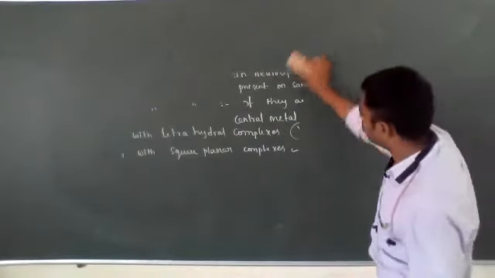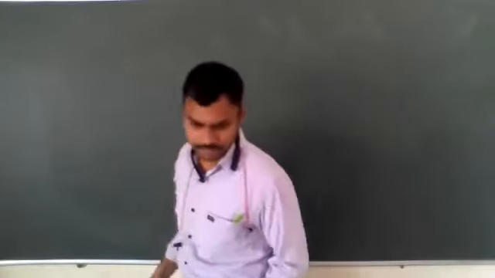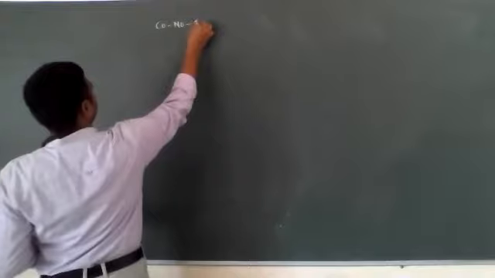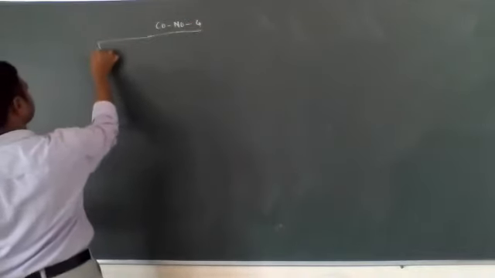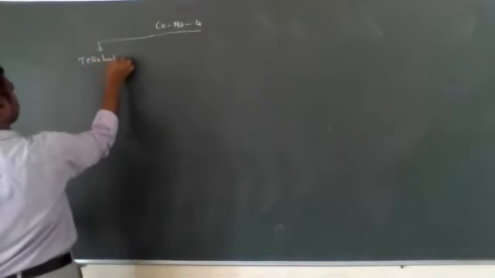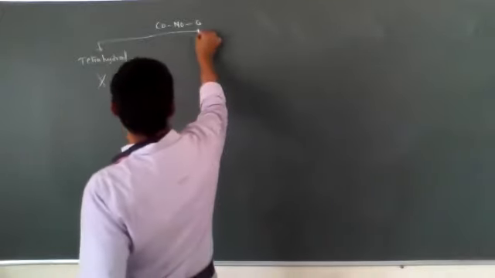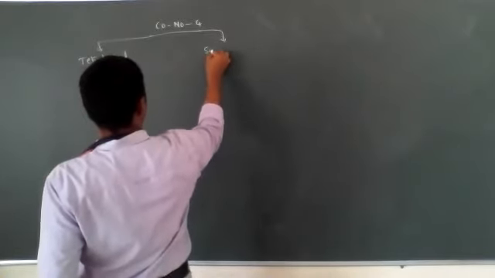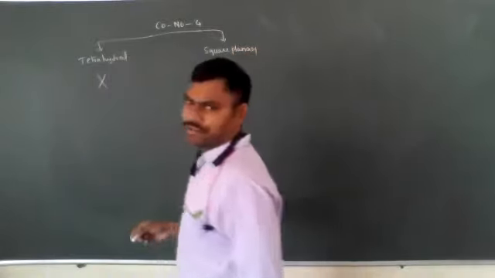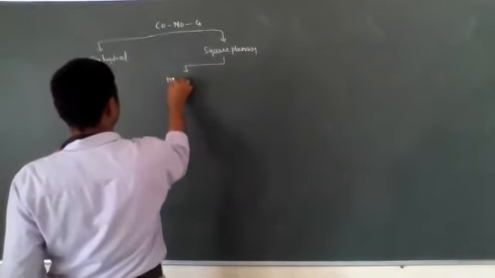I'll give one small table. Coordination number 4, tetrahedral: not possible, they do not exhibit geometrical isomerism. Coordination number 4, square planar: some are possible, some are not possible.